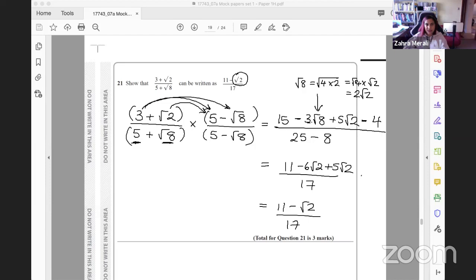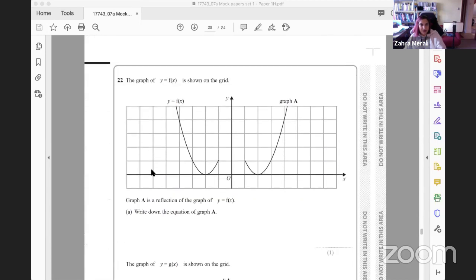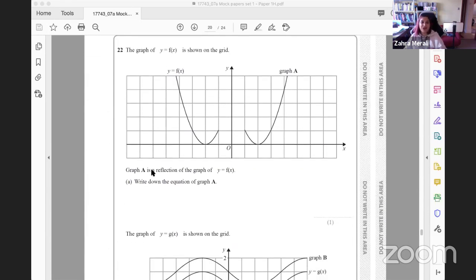Right, 22. So we've got a graph, and we're going to write down the equation of graph A. So what's happened? All the x's are reflected. So here, if the x is minus 2, here it becomes plus 2. So we write that inside the bracket the x's become minus 2.